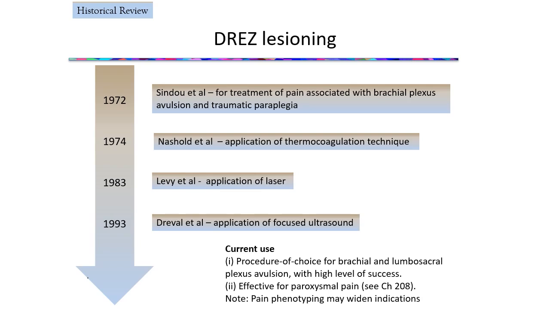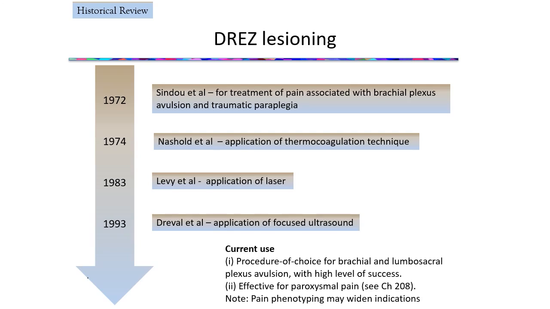Levy and co-workers advocated use of laser, while Drevel and co-workers used focused ultrasound for the lesioning. DREZ lesions for nerve root avulsion pain still remain the first choice of surgical therapy for brachial plexus avulsion pain, a condition in which spinal cord stimulation is uniformly ineffective and response to pharmacotherapy poor. DREZ lesions should also be considered in cases of segmental pain after spinal cord or cauda equina injury, in which spinal cord stimulation is of marginal benefit, if any.